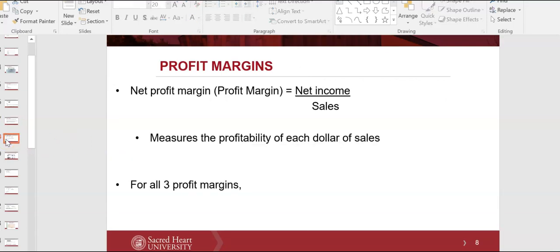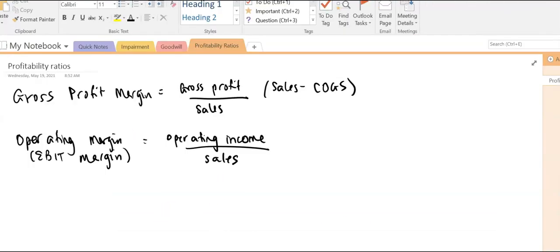But at the end of the day, what really matters to the investor, to the stockholder, is net income. That is the amount that they own after all expenses and costs are accounted for. So our net profit margin, also called profit margin, is equal to net income divided by sales.